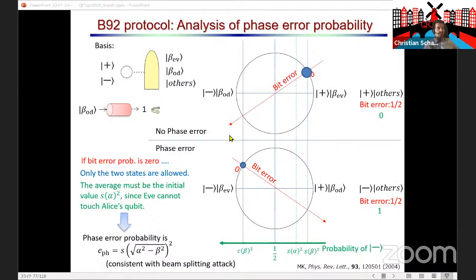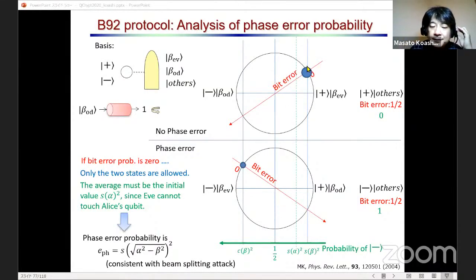So can you see that? Yes. Okay. So if the bit error is 0, then only 2 states are possible. Another condition is that the probability of having the minus state here must be the same as the initial value, because Eve cannot touch Alice's qubit here. So the average of this and this must lie along this line here. So this determines the weight of this and this, and thus determines the phase error probability here.